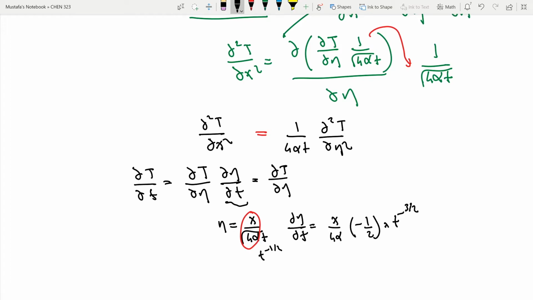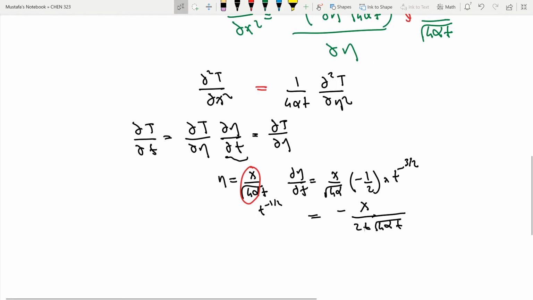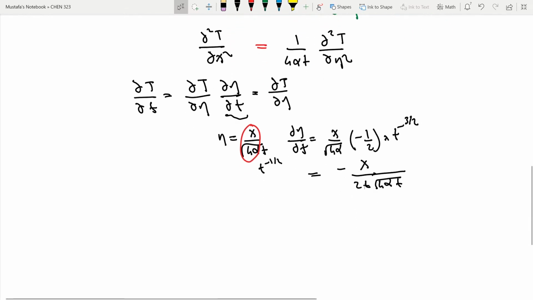So if I combine everything, I have minus x over 2t, times the square root of 4 alpha t. Okay, so t times the square root of t in the denominator will give me t to the minus 3/2. So now I'm going to combine these two.